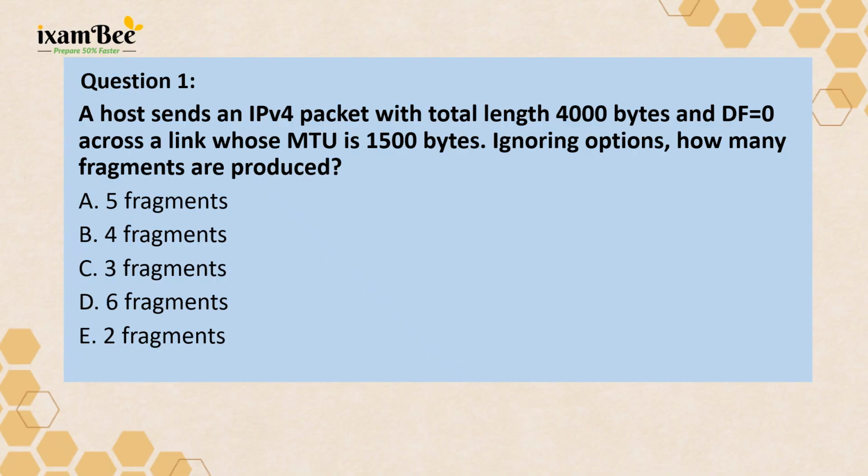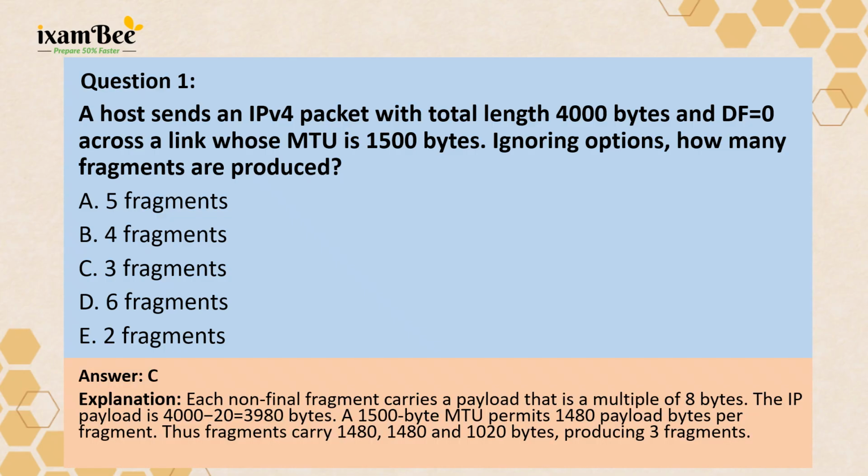Let's work through the fragmentation math together. The total packet length is 4000 bytes, but 20 of those bytes are the IP header. So the actual payload we need to carry is 3980 bytes. Now the link's MTU is 1500 bytes. But remember, every non-final fragment must carry a payload that's a multiple of 8 bytes. That's an IP fragmentation rule.